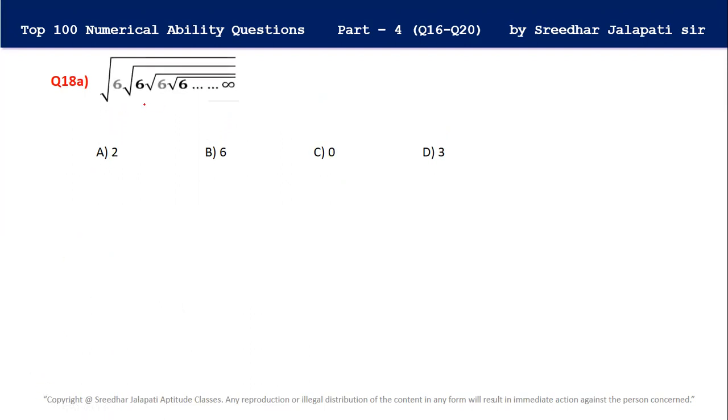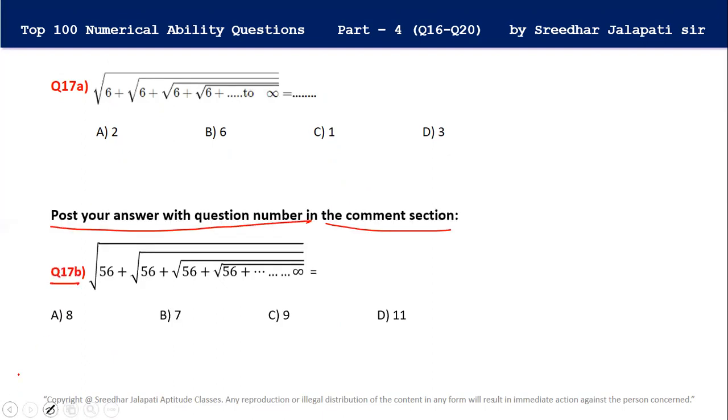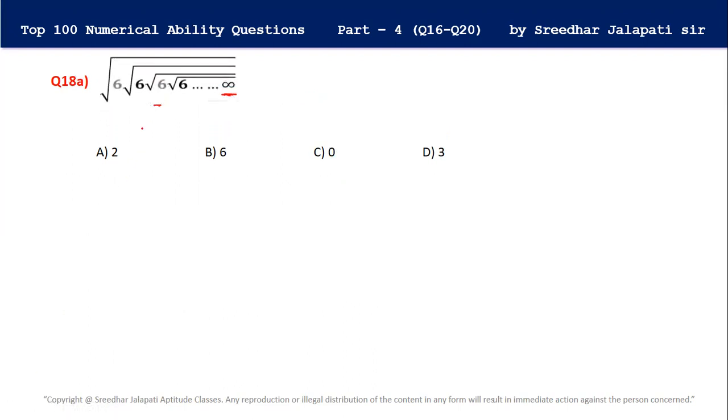Now, a similar kind of expression, but here it is multiplication: under root 6 into under root 6 into under root 6 up to infinite terms. In the previous question, the expression was plus, whereas in this question, it is multiplication. So when there are infinite terms and the numbers are multiplied, the answer is simply the same number, 6.